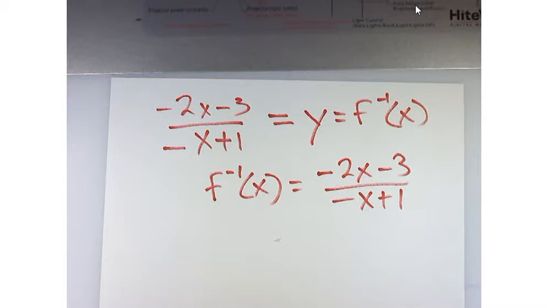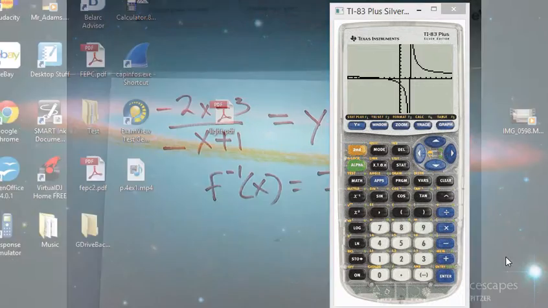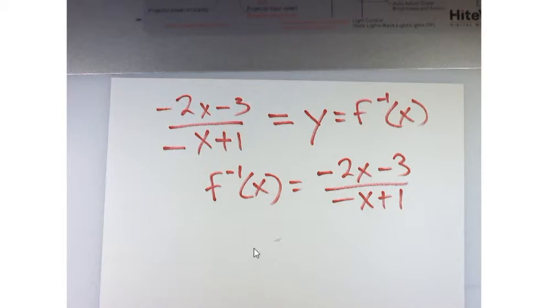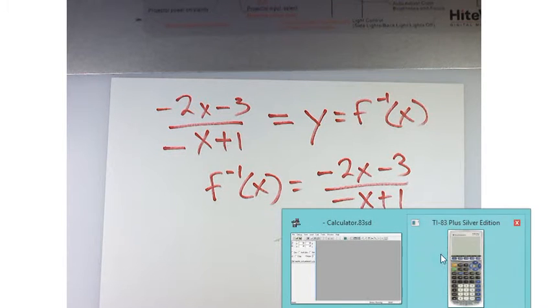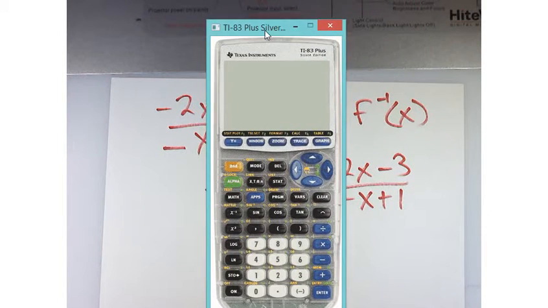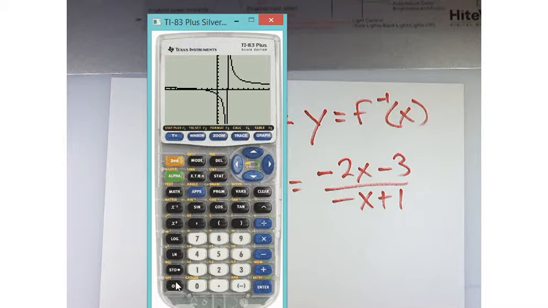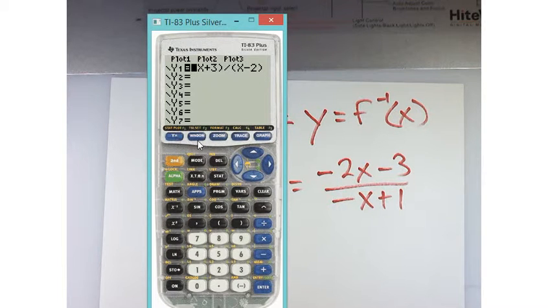Okay, so now how do we verify that? Well, if we pull up our old graph, and on the next line I plug in this equation, I should get some symmetry across the y equals x diagonal line.